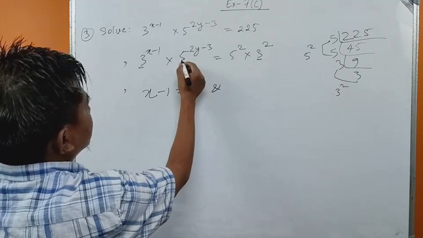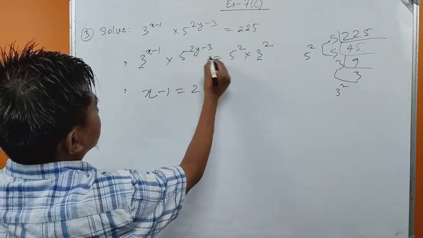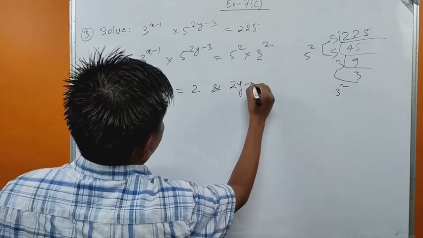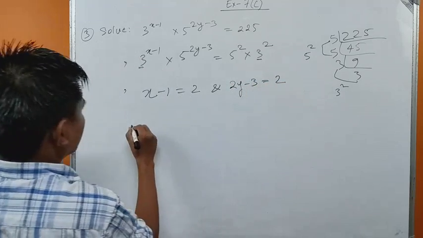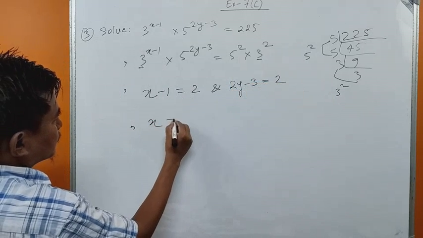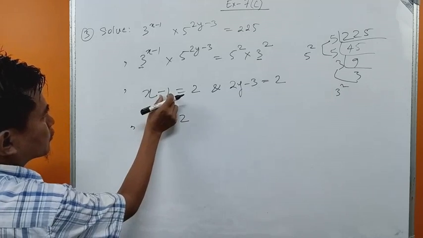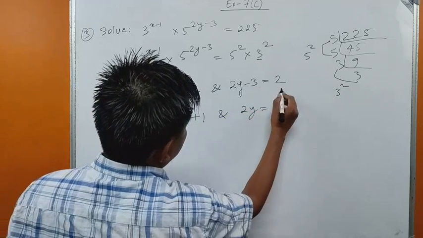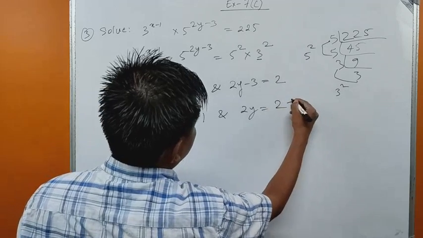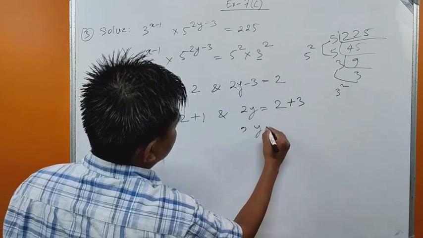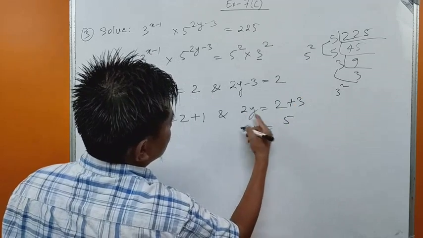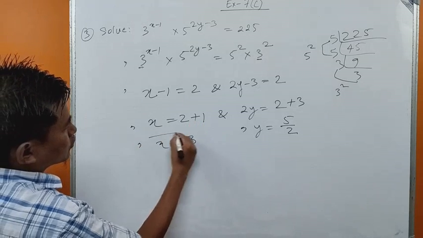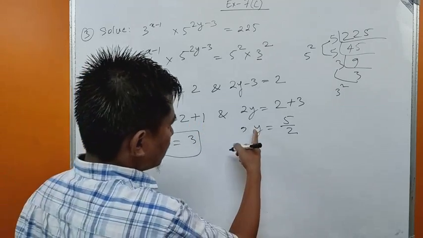And here 5, 5, isn't it? Same base, 5 and 5, and they are equal, so their powers will be equal. 2y minus 3 equals 2. Or x equals, we have 2 in the right hand side, isn't it? Let's take minus 1 to the right hand side, it becomes plus 1. And 2y equals 2 minus 3, we take 3 to the right hand side, becomes plus 3. Or y equals 2 plus 3 is 5, this 2 comes down to the denominator. Or x equals 2 plus 1 is 3, so the value of x is 3. Value of y is 5 upon 2.